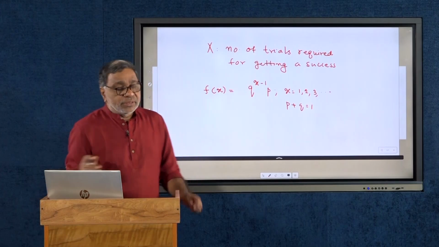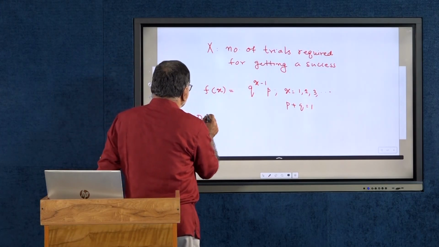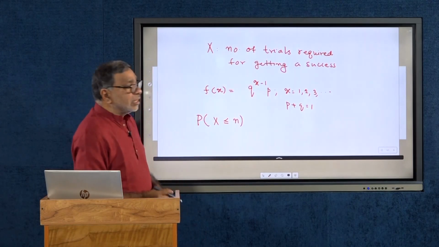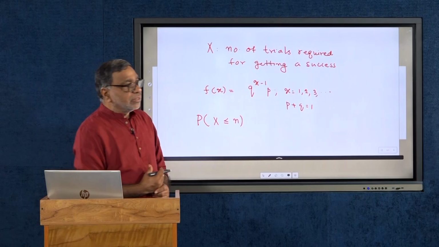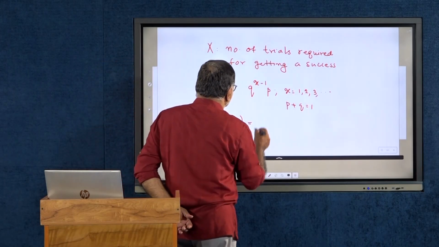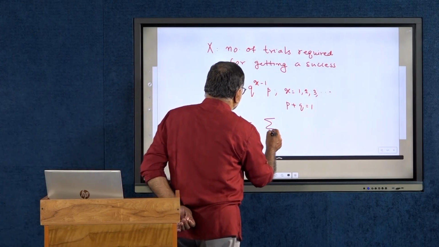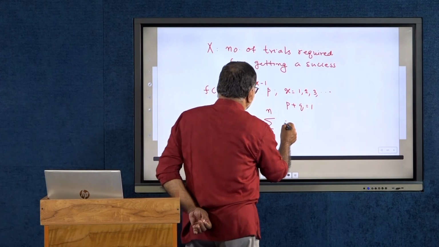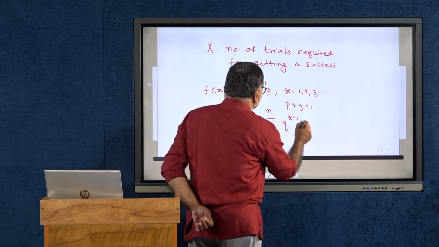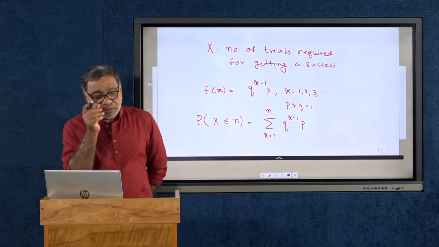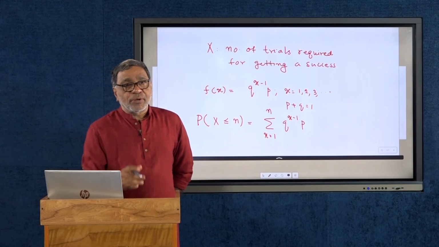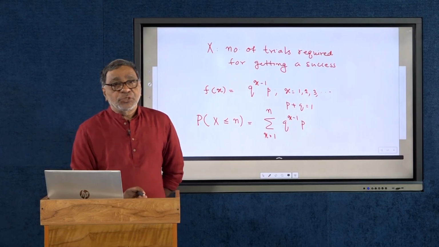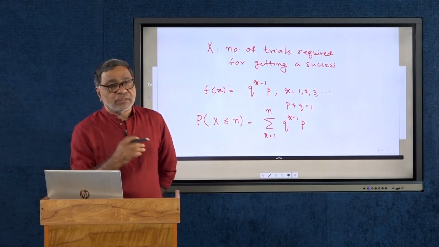And our problem is, you have to find what is our probability of x less than or equal to n. So, actually this is the cumulative distribution function. So, what is the probability of x less than or equal to n? By our definition, this is the sum over x is equal to 1 to n of q power x minus 1 into p. See, this is our definition of probability of x less than or equal to n, that is starting from x is equal to 1 to n, q power x minus 1 into p is added.